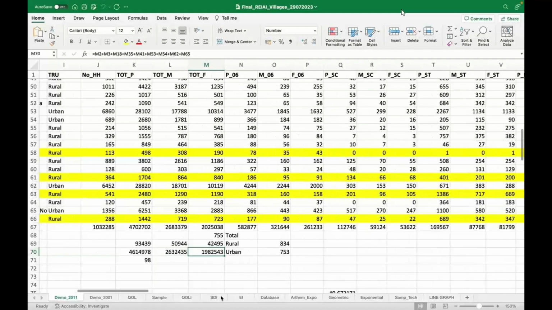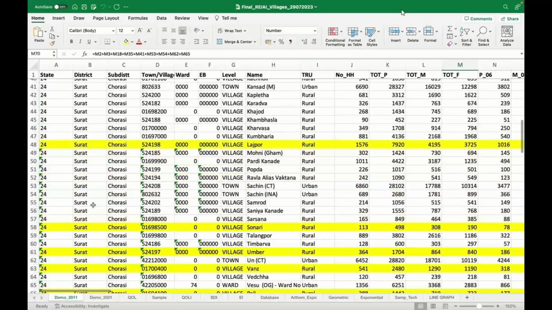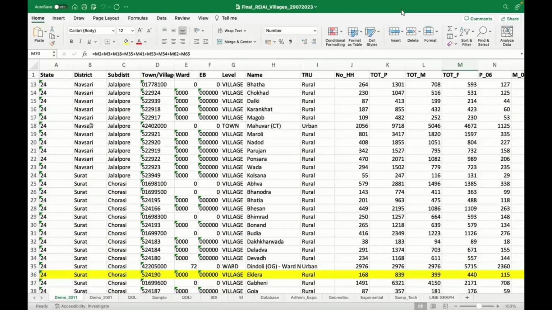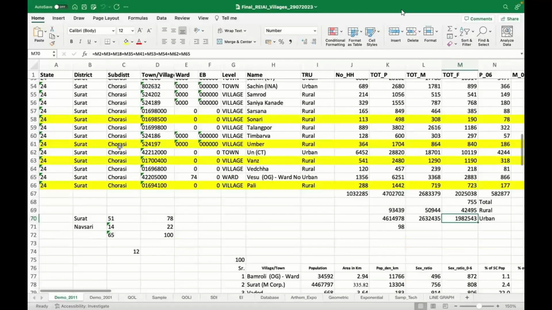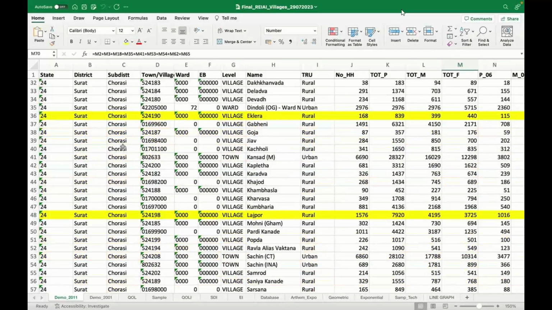Right? What you have to do is make a list. Now you will see Surat district is coming, entire Surat and Navsari. In your project area, on the map I have shown you, there are 2 districts, Navsari district and Surat district. Within the Navsari district, Jalalpore is the taluka area, and Surat has Chorasi. So these are the sub-districts. So 2 districts and 2 talukas are there in your area.